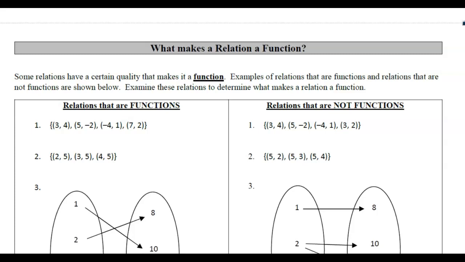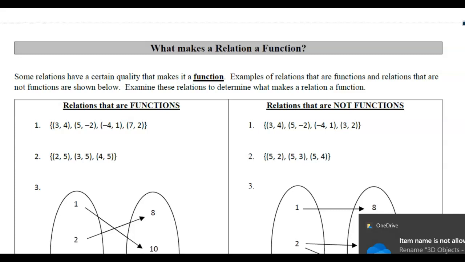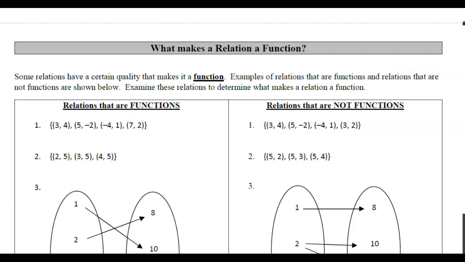So basically you can see two columns here. First column, relations that are functions. Second one, relations that are not. And we want to try to come up with reasons why they would be in these categories. So first two in each are sets of ordered pairs.